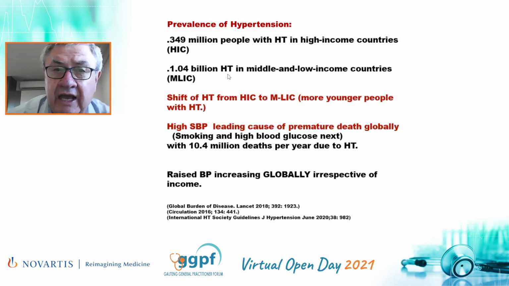And not only has it shifted, but now hypertension in middle and low-income countries is much more in younger people. So you can imagine what the impact would be financially with young people with complications of hypertension. So a high systolic blood pressure remains the leading cause of premature death globally. Number 2 is smoking anything, and high blood glucose. Hypertension itself causes 10.4 million deaths per year globally.